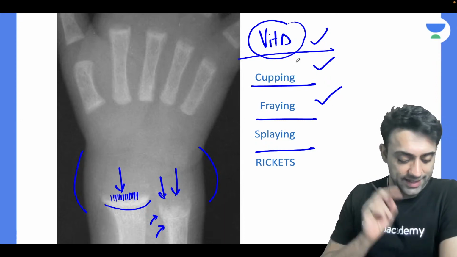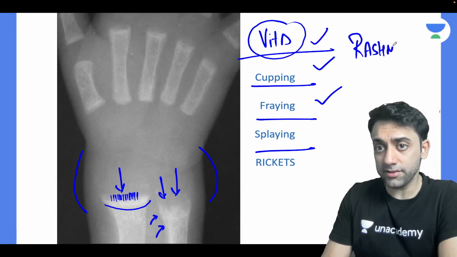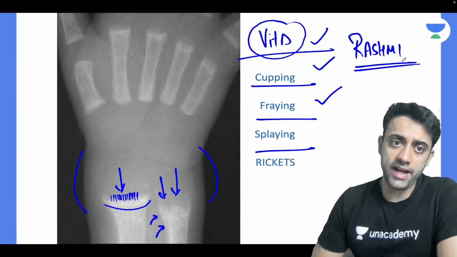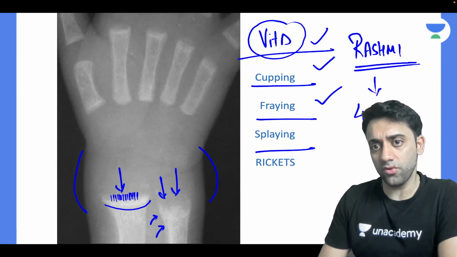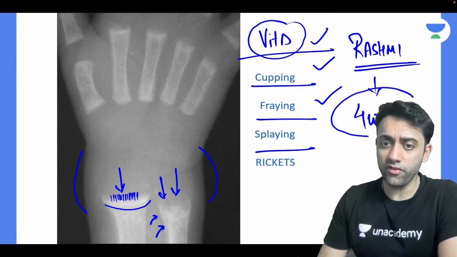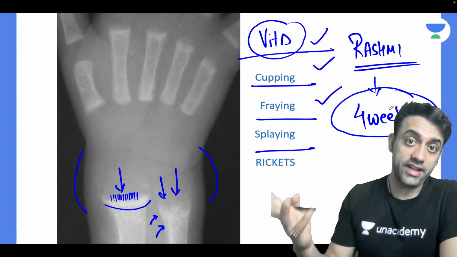Exactly. Rashmi has the best answer. If today we have diagnosed a patient of rickets, you have to call the patient after 4 weeks. Why, sir? Why after 4 weeks? Because, dear, to look for the signs of healing in the X-ray.